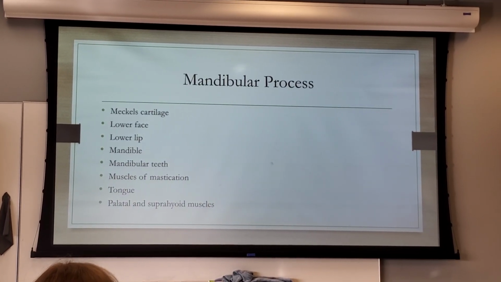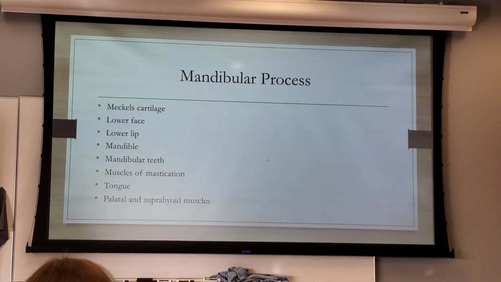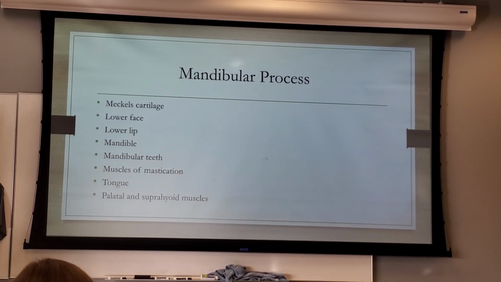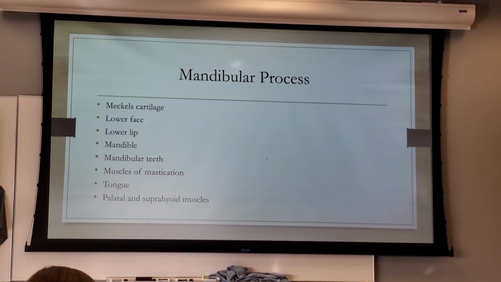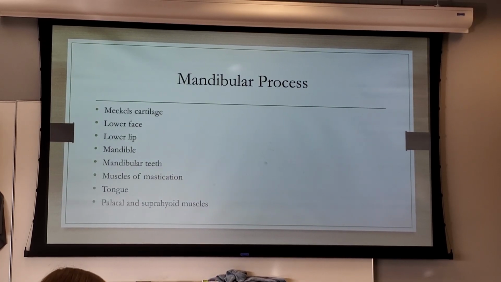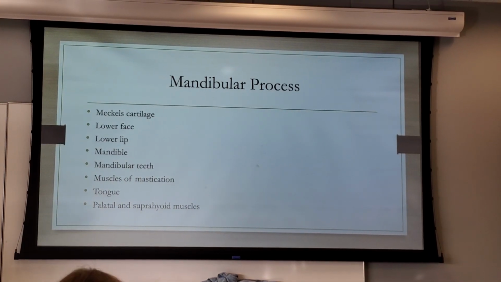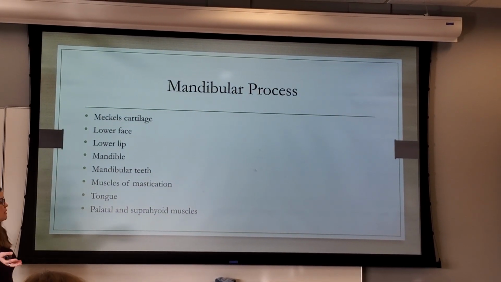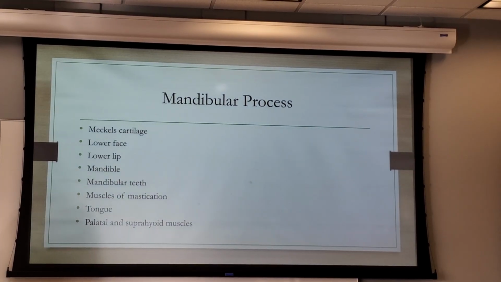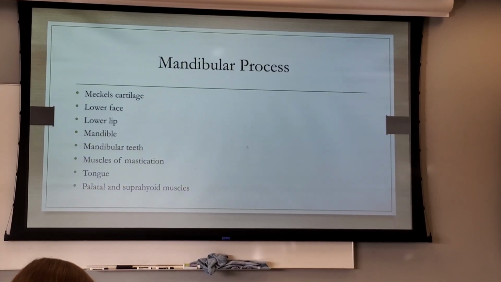So the Meckel's cartilage in our first branchial arch gives rise to the mandible bone itself. But our mandibular process, which is off of that first branchial arch, gives rise to our lower face, our lower lip, our mandible, mandibular teeth, muscles of mastication, our tongue, and then our palatal and suprahyoid muscles. All of these come from the mandibular process, which is part of that first branchial arch.